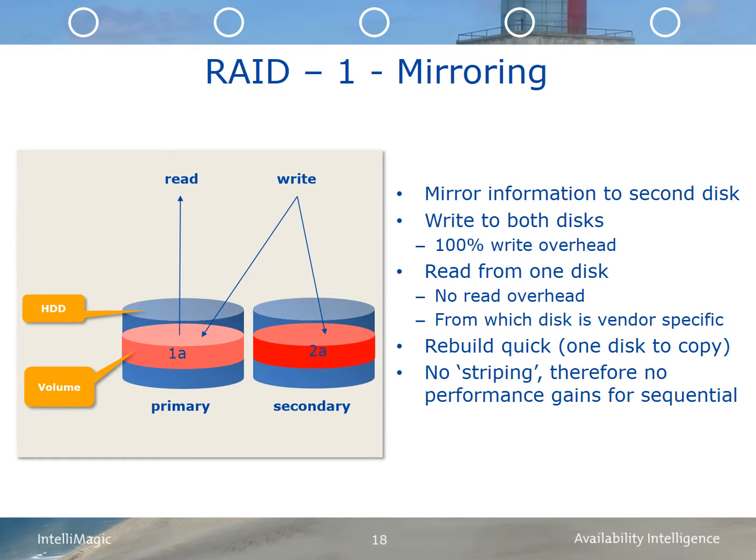The rebuild process would be very quick because you're copying data from, say, the secondary to the primary if the primary fails, or from the primary to the secondary if the secondary fails. Like I said, for read, there's no overhead. For write, there's a 100% overhead.